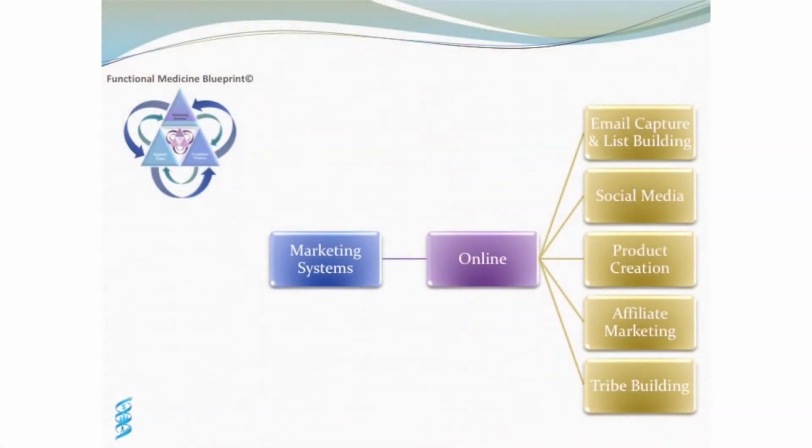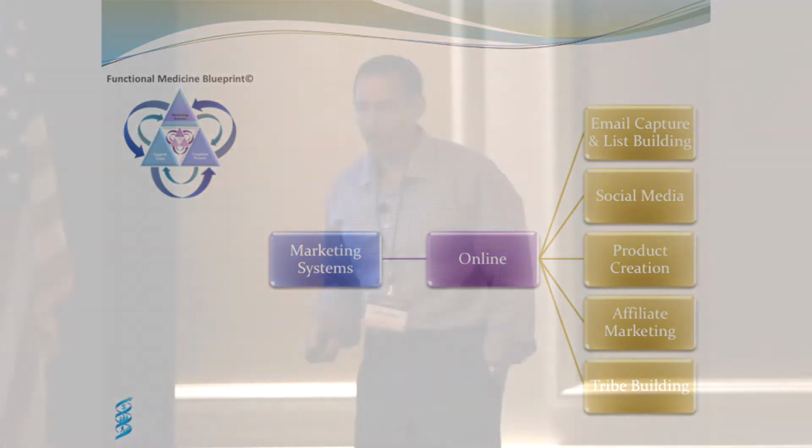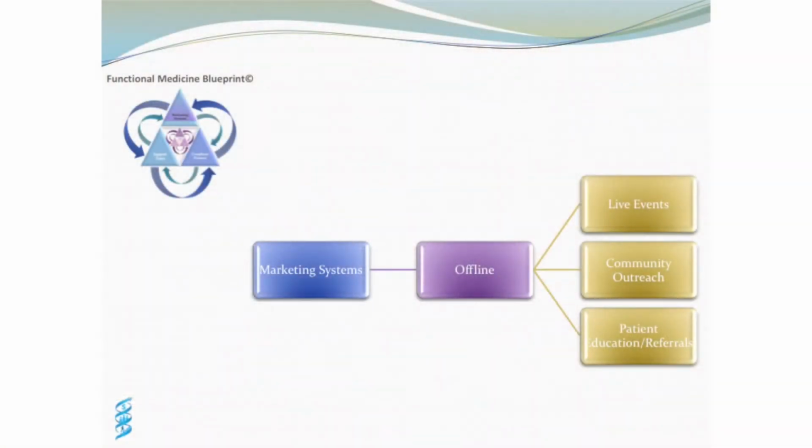Email capture and list building. That's what I'm talking about, collecting emails. So you've got this as an element. You've got social media, Facebook, Twitter, YouTube, and other versions and forms of social media. Product creation, affiliate marketing, and tribe building is what that last piece says, tribe building. We're going to talk about all of these in turn. And then you have the offline marketing component.